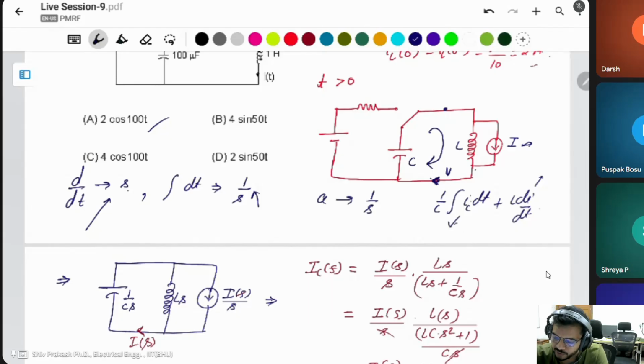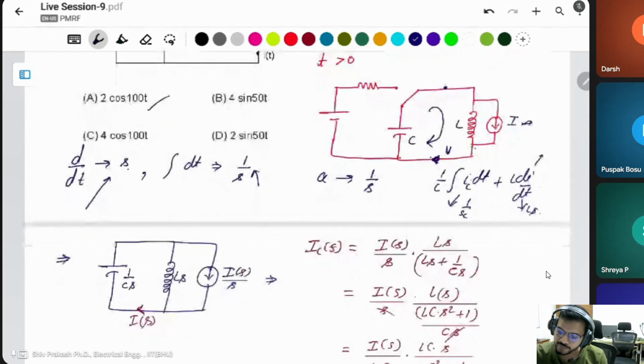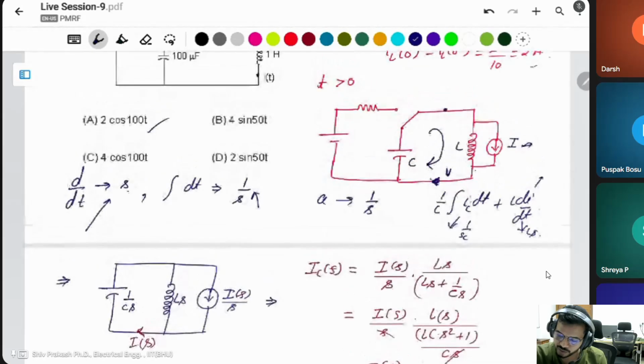Then this will be 1 by SC, and this will be SL. Every capacitor, if you want to convert into Laplace, is converted as 1 upon j omega C. This impedance ZC is 1 upon j omega C, and j omega C becomes SC. Same thing, inductor is j omega L, and j omega is S.